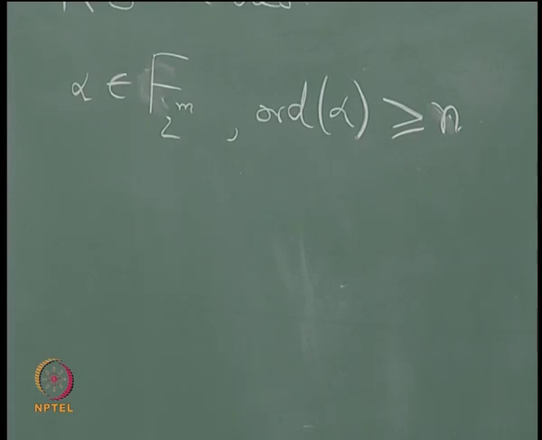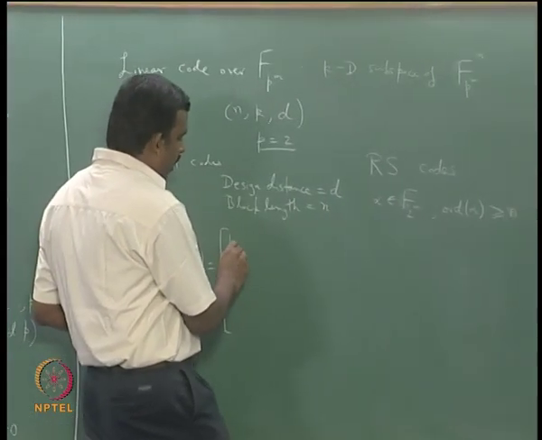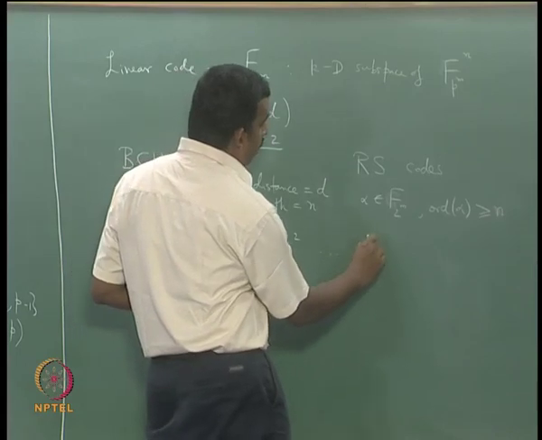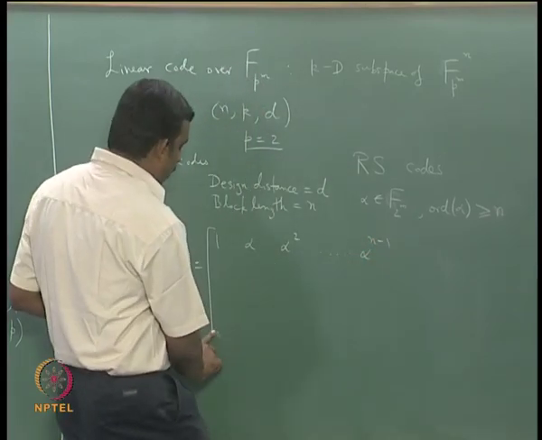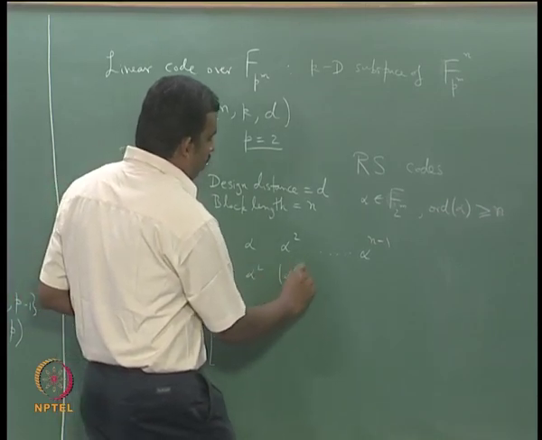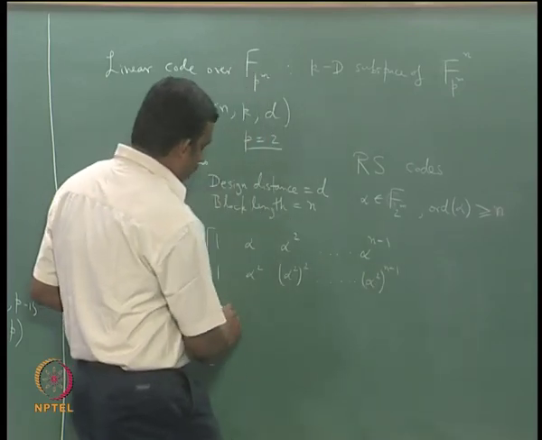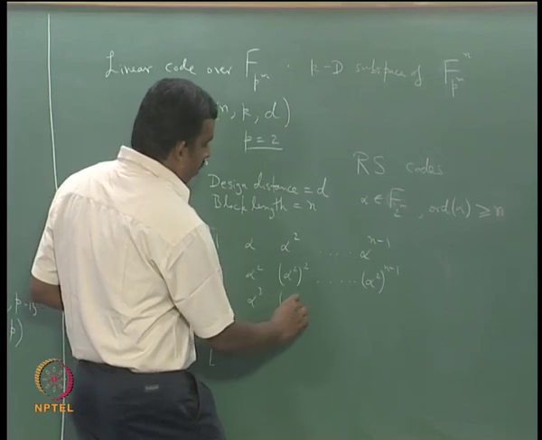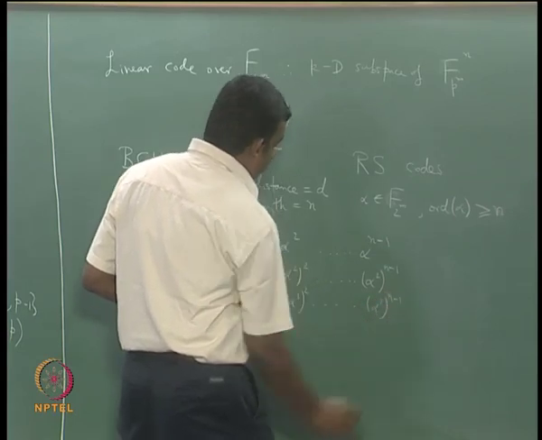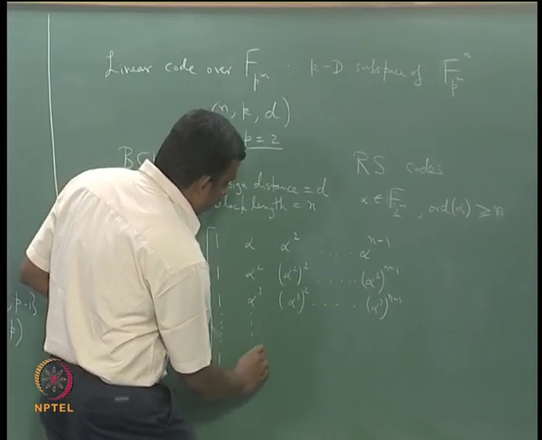Suppose I have an element like that, then I can construct a parity check matrix which looks like this. The first row is 1, alpha, alpha squared, so on till alpha to the power n minus 1. What is the second row? Alpha squared, alpha squared whole squared, so on till alpha squared raised to the power n minus 1. The third row is alpha cubed, alpha cubed squared, up to alpha cubed raised to the power n minus 1, and the last row is d minus 1, you have to go all the way to d minus 1.